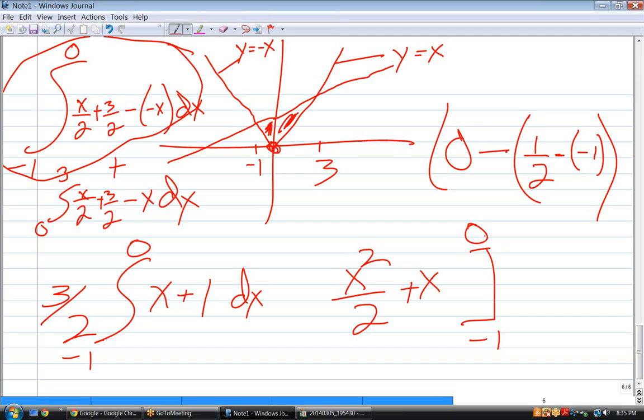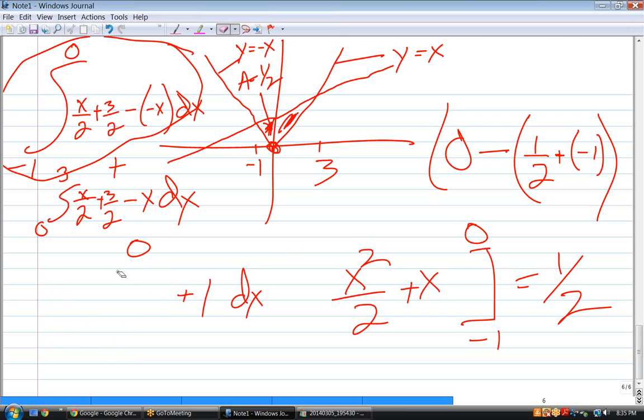Now, when I plug in 0, I get 0 minus, when I plug in a minus 1, that's a plus. So now it's a negative half, but it's negative a half, so that whole thing is equal to a half. So this area right here is equal to 1/2. You with me? It was a good lesson to be learned from that. I came up with a negative number and it was impossible. I'm looking at the graph, I can see that it's above the x-axis.